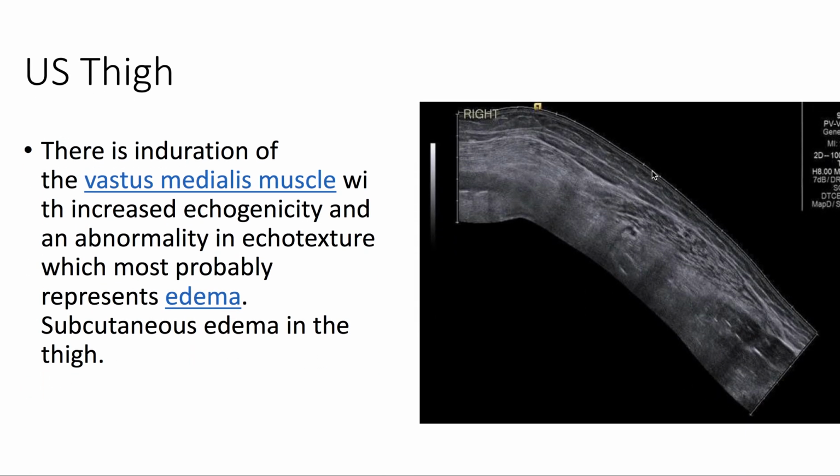On ultrasound, we see that there's induration of the vastus medialis muscle, as well as increased echogenicity and abnormality in the echo texture, which most probably represents edema. There's also subcutaneous edema in the thigh.